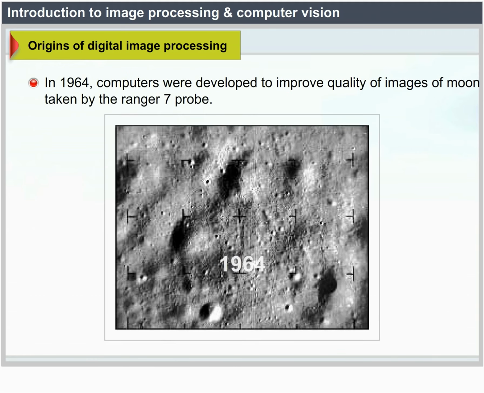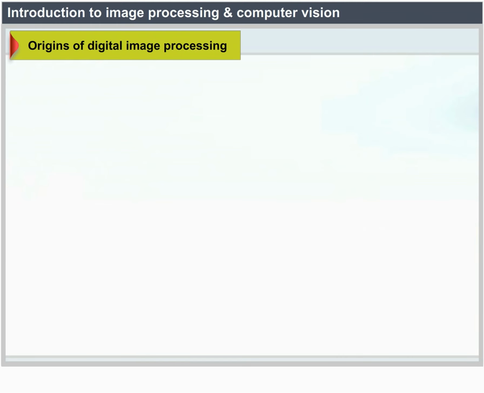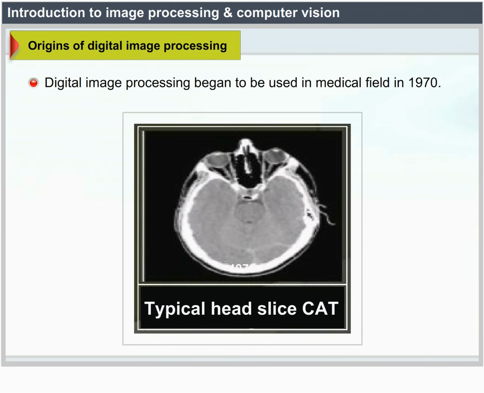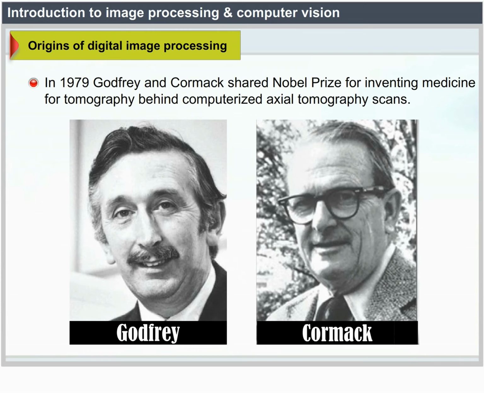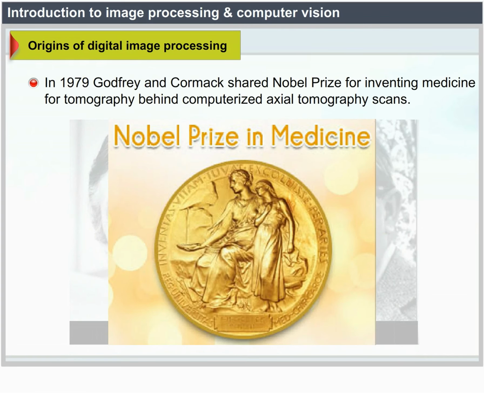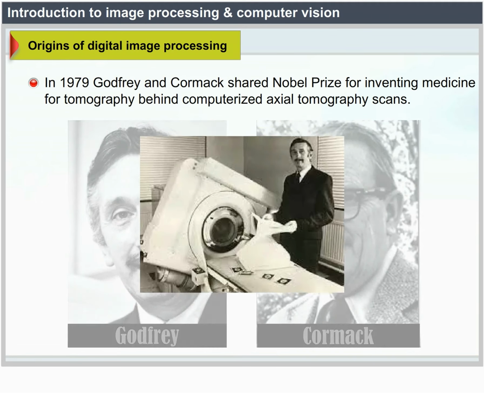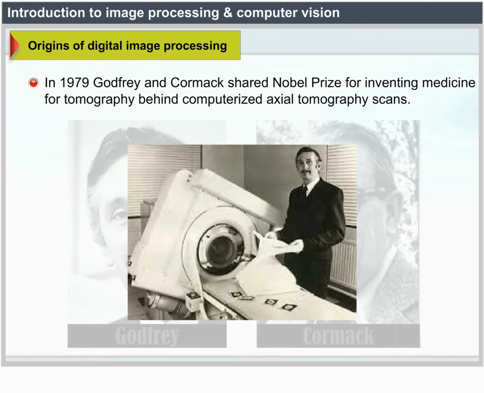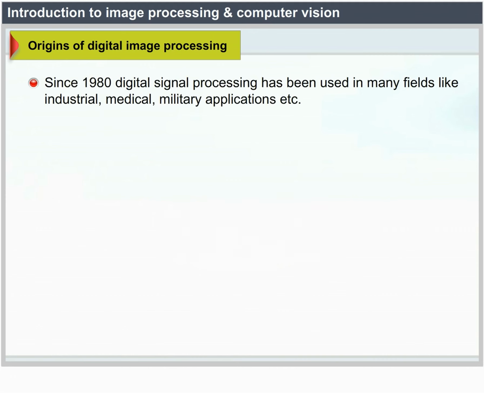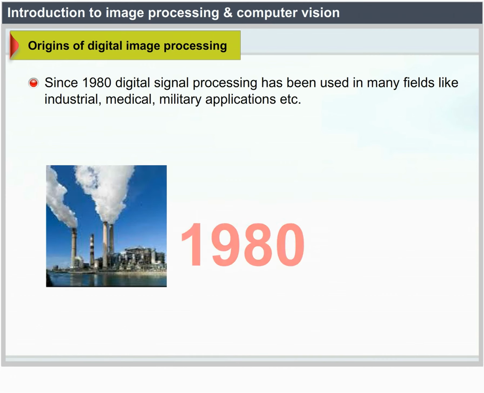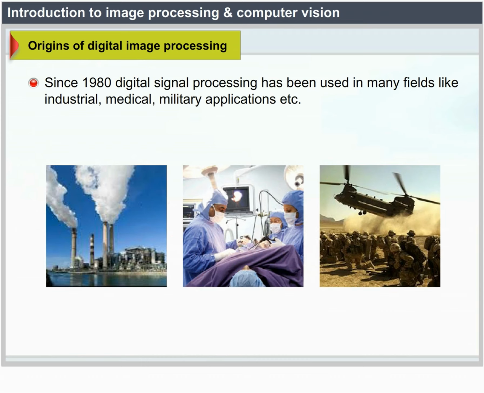In 1964, computers were developed to improve the quality of images of the Moon taken by the Ranger 7 probe. In 1970, digital image processing began to be used in the medical field. In 1979, Godfrey and Cormack shared the Nobel Prize in Medicine for inventing tomography, behind computerized axial tomography (CAT) scans. Since 1980, digital signal processing has been used in many fields like industrial, medical, military applications, etc.